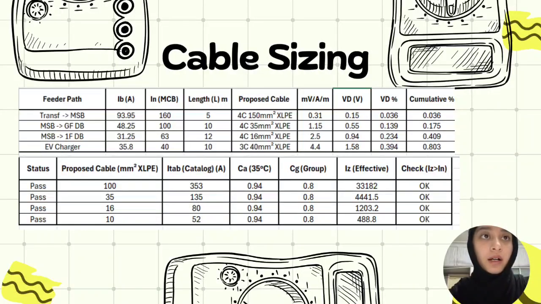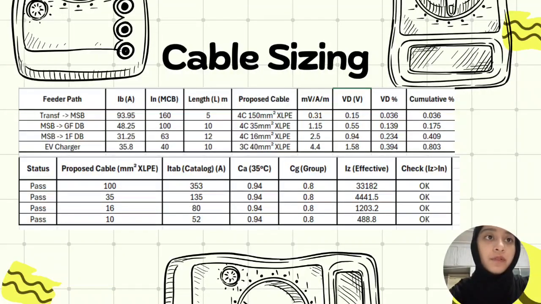Next, for ITAB, the base current capacity is also from the cable manufacturer catalog or standard table. Next, CA, 35 Celsius ambient temperature correction factor, is also sourced from electrical standards. Since Malaysia is hot, we reduce the allowed current if the air is above 30 Celsius. CG, the grouping factor, is sourced from electrical standards too.